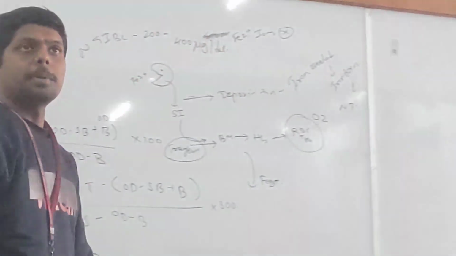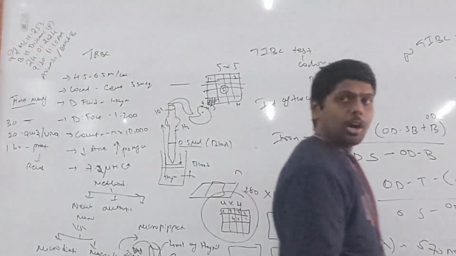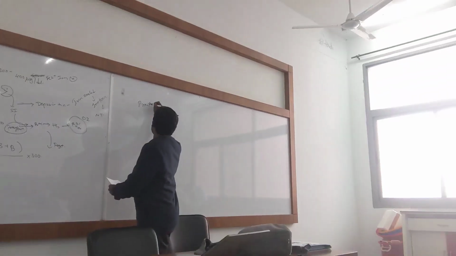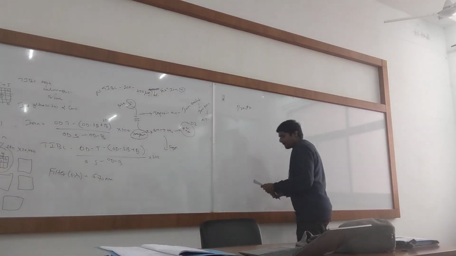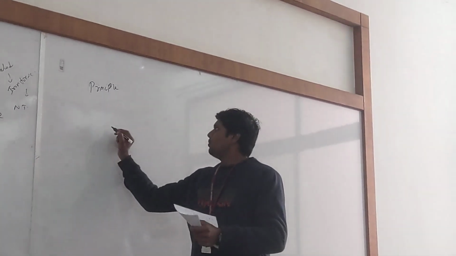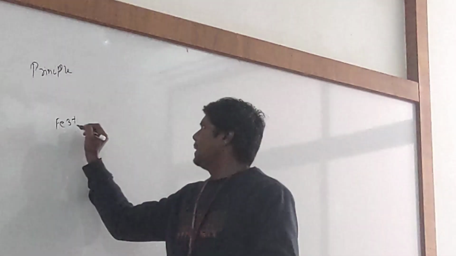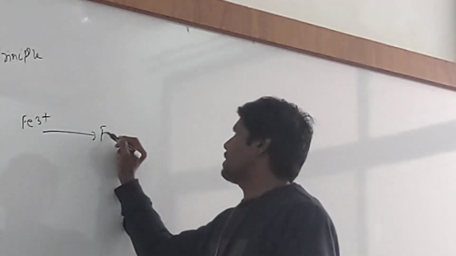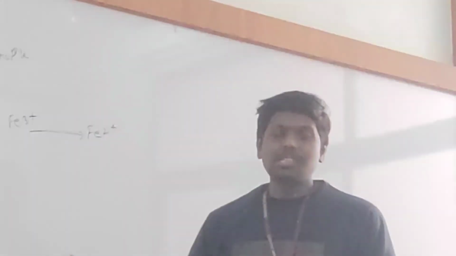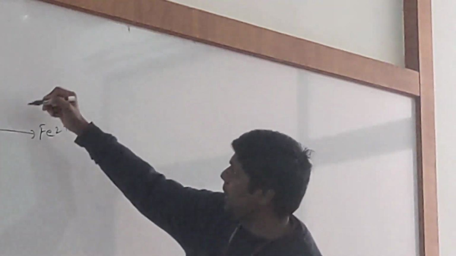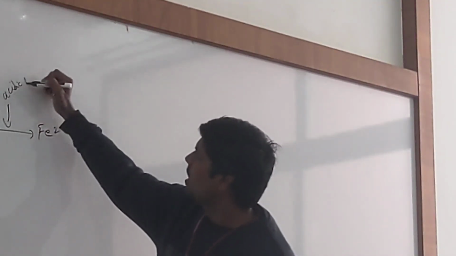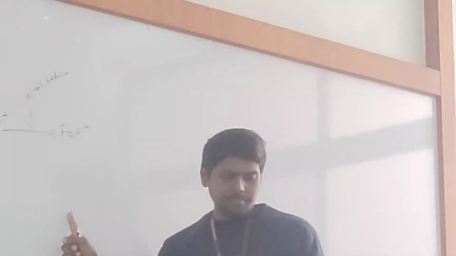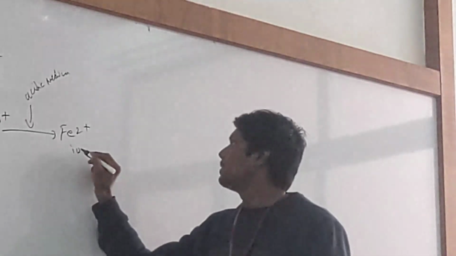Coming to the principle of the total iron binding capacity test. First we will convert Fe3+. This is the natural dietary source. We need to convert between the ferrous and ferric states, Fe2+. This conversion is mediated by an acidic medium. In the presence of acidic medium, ferrous will be converted to ferric ions.